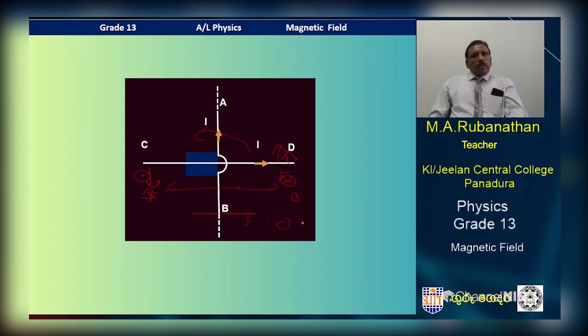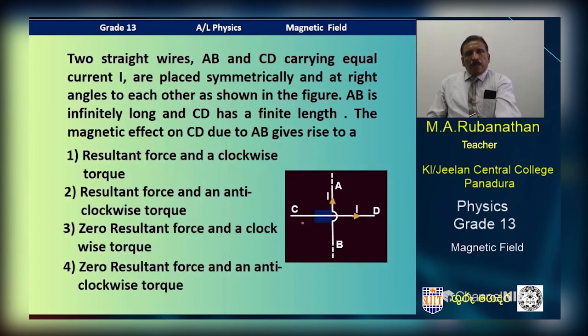Okay, then we see the answer: zero resultant force and anti-clockwise torque acting on this conductor CD. Okay, this is also a past paper question.